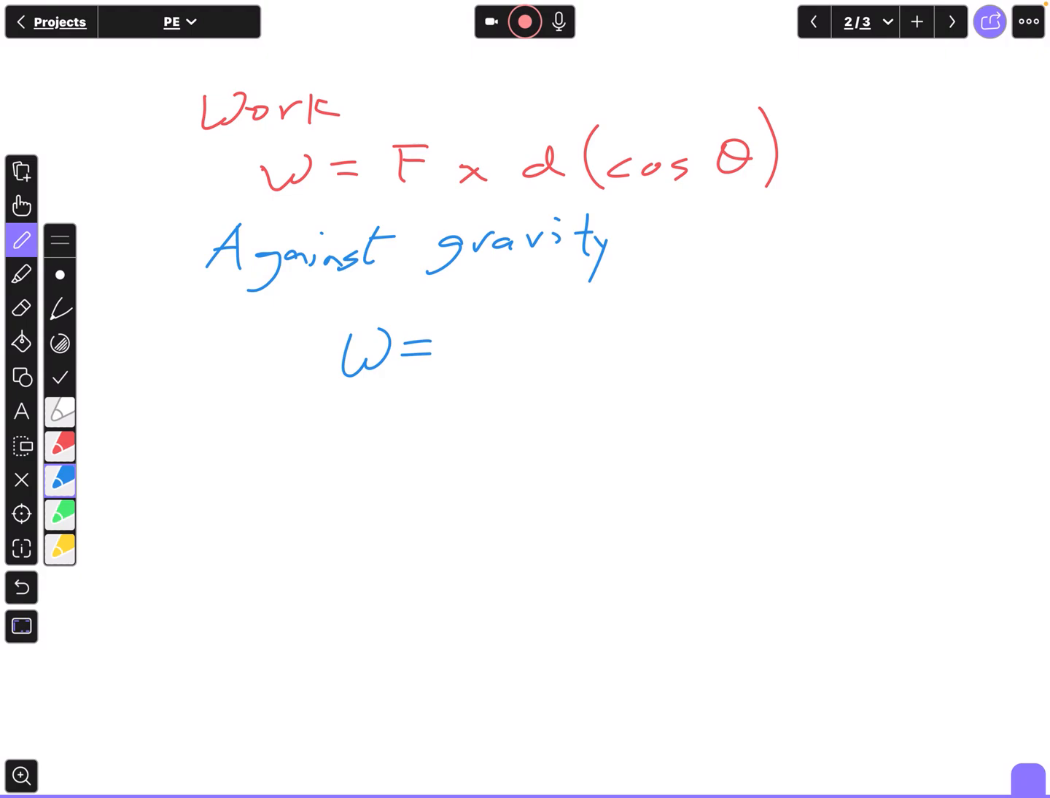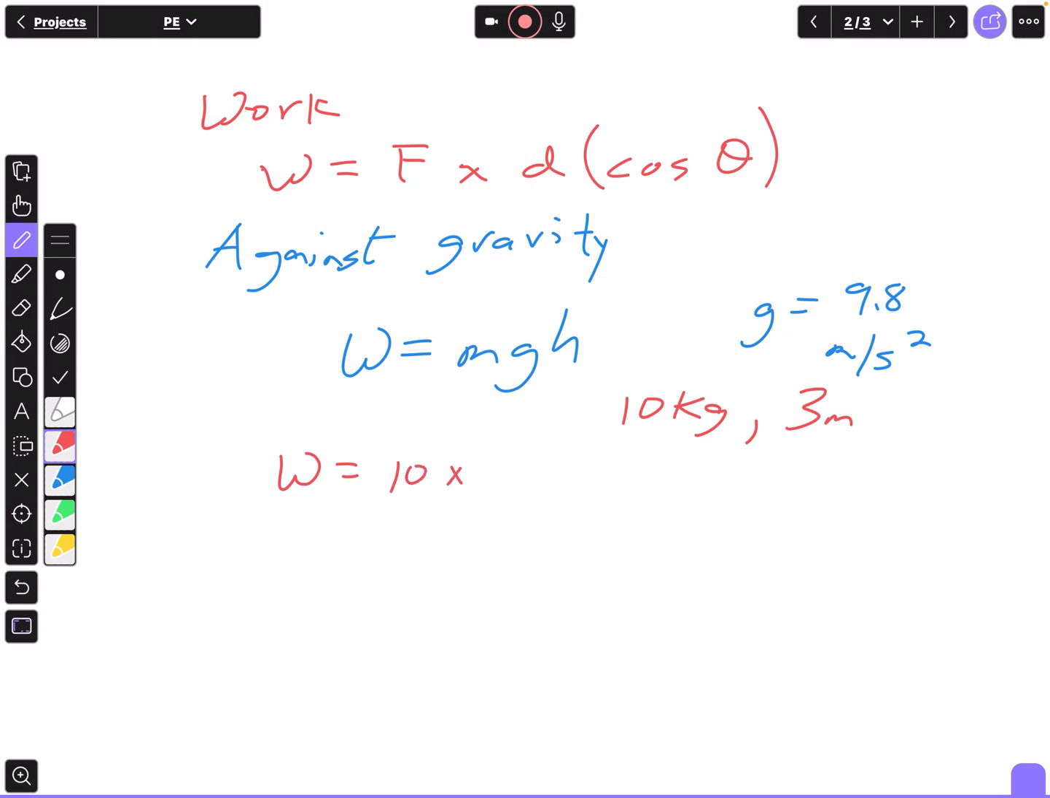We can say work is equal to mgh, which is mass times gravity times height, where g is always equal to 9.8 meters per second squared. Now, if we're given a mass, say that something weighed 10 kilograms and it was being picked up at a height of 3 meters, then we would plug that in: 10 times 9.8 times 3 to figure out the work done against gravity.